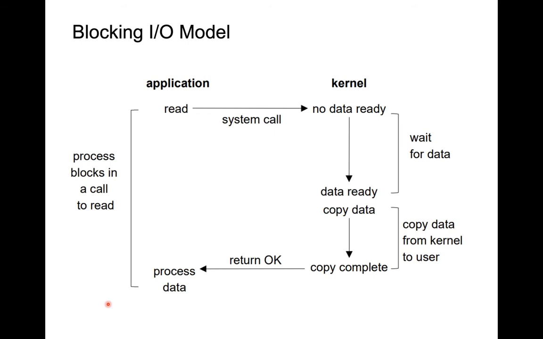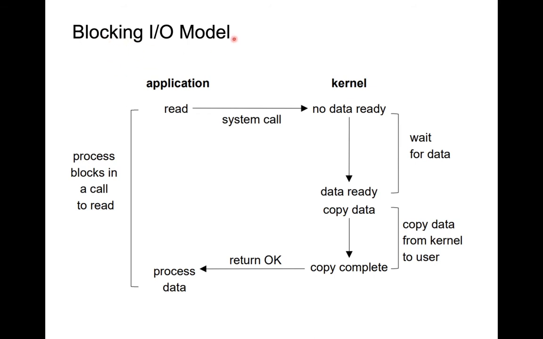We first examine the basic differences of a couple of the IO models that are available in the Unix system, which can be the blocking IO model, the non-blocking IO model, IO multiplexing, and also the signal-driven IO model or the asynchronous IO model. I'll explain here the blocking IO model, the non-blocking IO model, and also IO multiplexing.